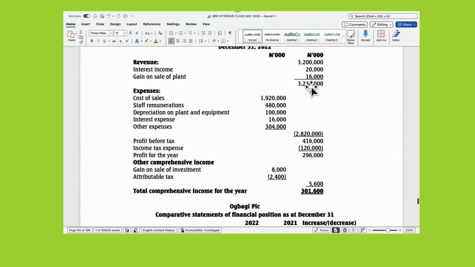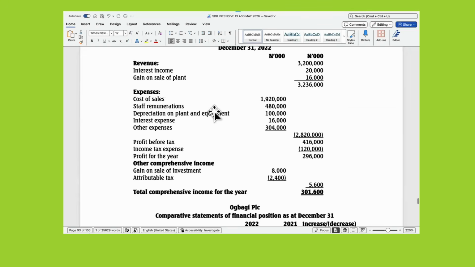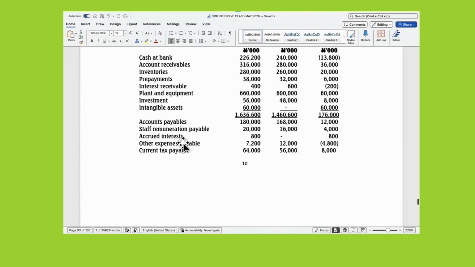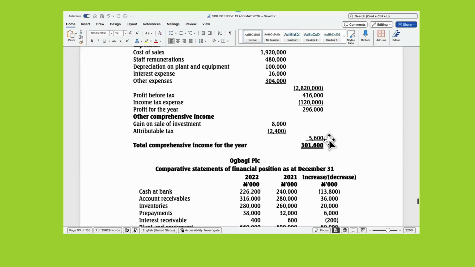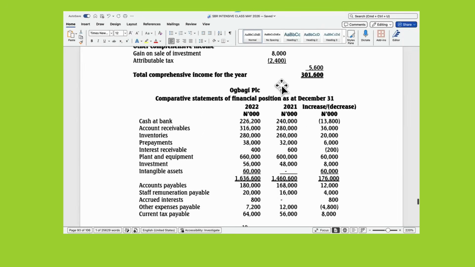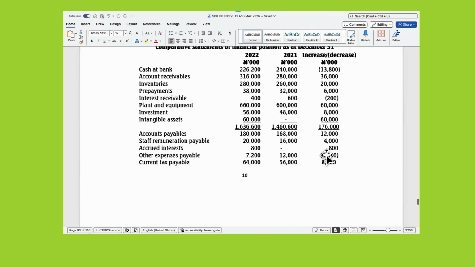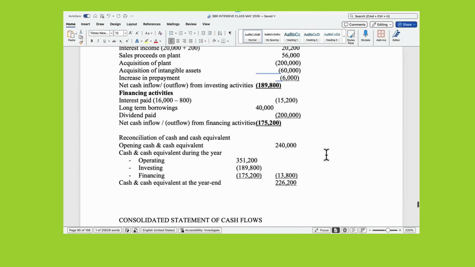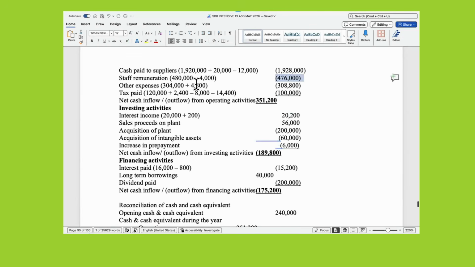Same thing for depreciation, I ignored that one. That is non-cash. Interest expense, I will go and treat that one in financing. Other expense also, I'll check if I'm owing any other expense. I go to my liabilities, but there's an other expense payable. But the reality is I'm not even owing, because it decreased by 4/8, which means that I paid the whole of this year and I paid part of last year too. So the total I paid is this 304 plus 4/8, which is exactly what I did. I did 304 plus 4/8.